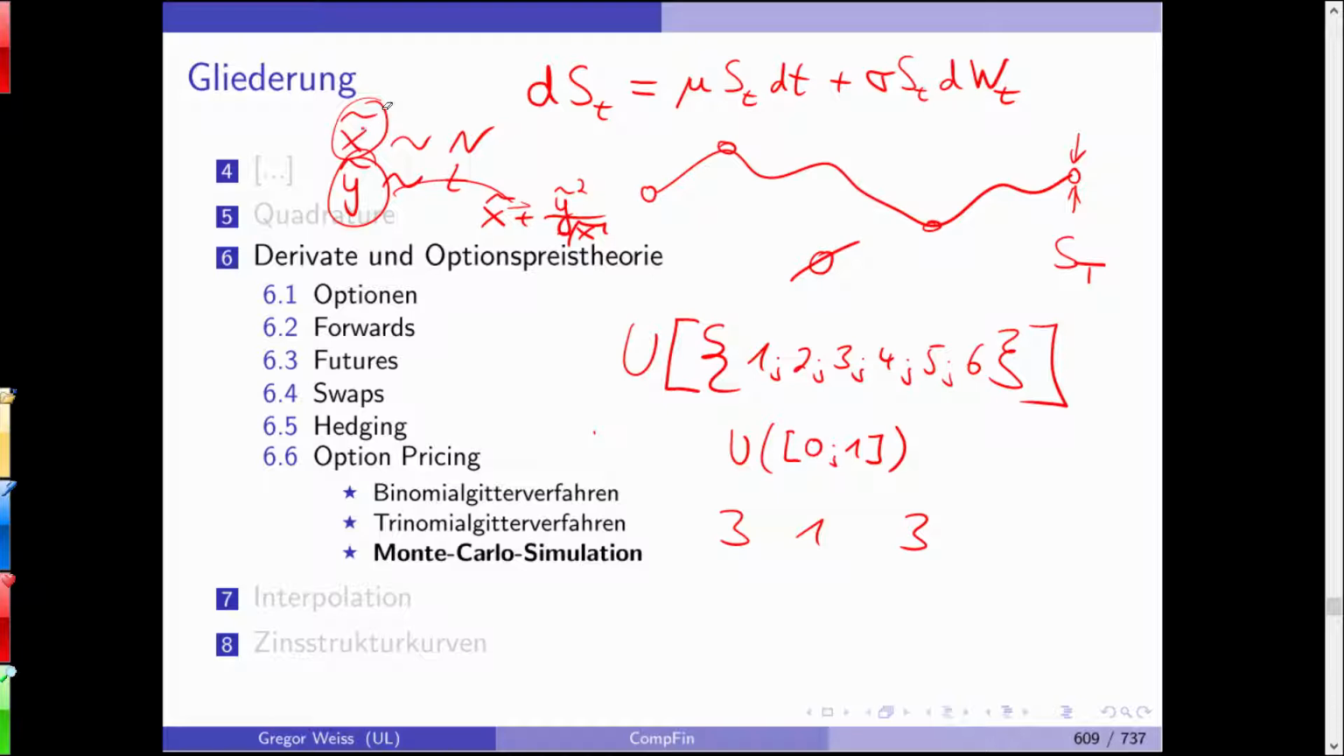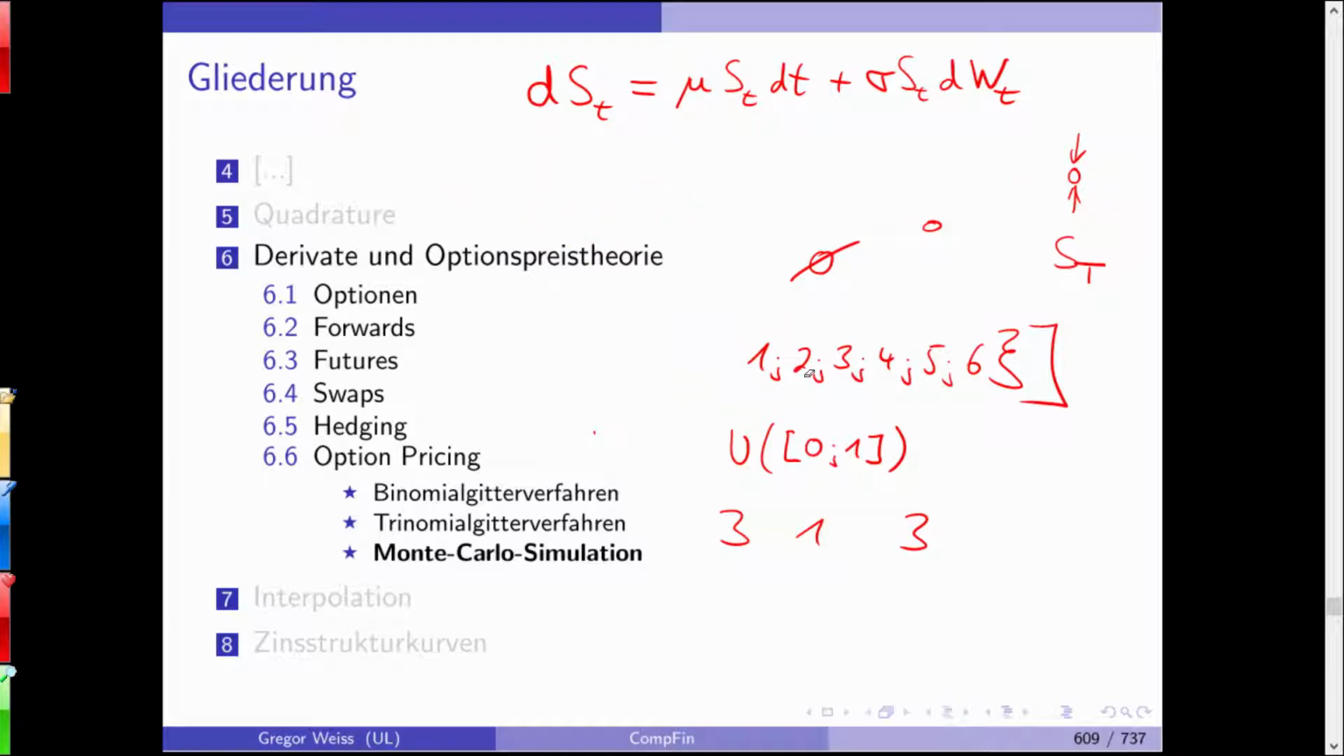But let's come back to option pricing. What do we simulate here?